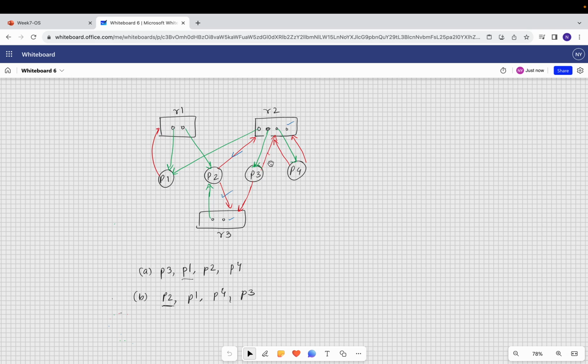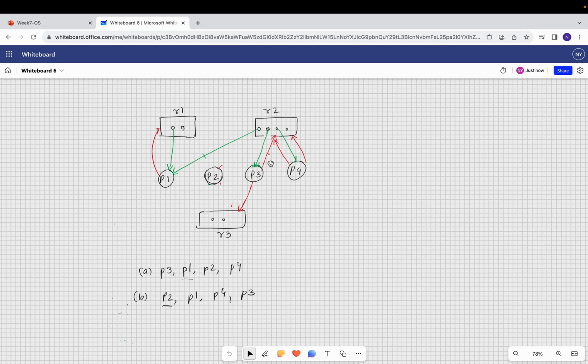When it finishes execution, it will release the resources that it has. So this resource will become free, this will also become free, and it will also release this resource and this one here. So P2 will finish execution, and it will release these resources. Now we have 2 units free of R3, 1 unit of R1, 1 unit of R2.